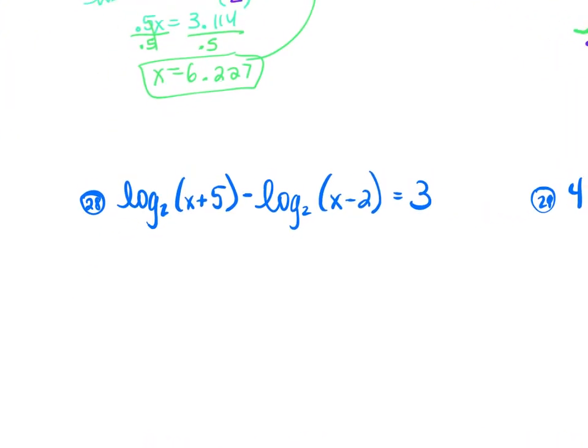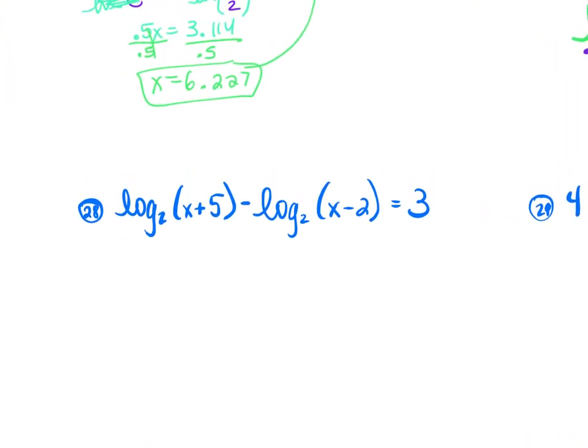Okay, moving along to 28. I have log base 2, and then nothing. So let's condense these. Let's bring them together. So I'm going to rewrite this as log base 2. Since I'm subtracting them, when we condense, that becomes division. So I have x plus 5 divided by x minus 2 equals 3.